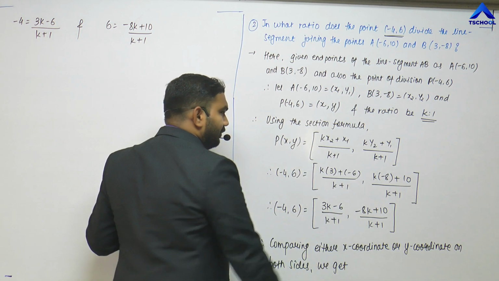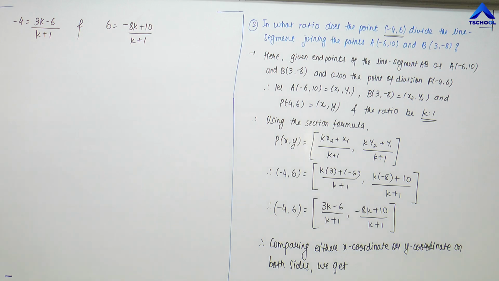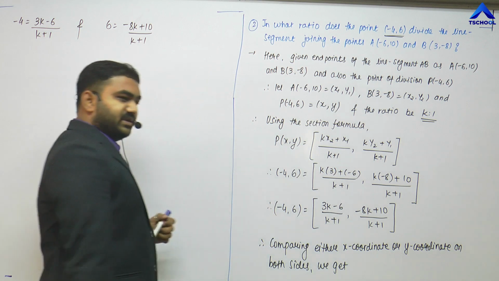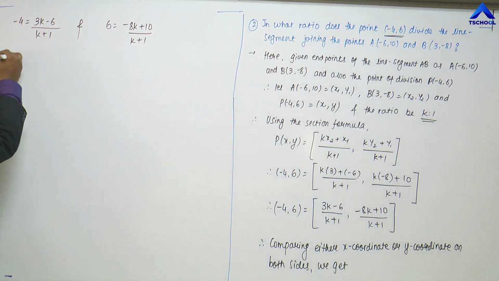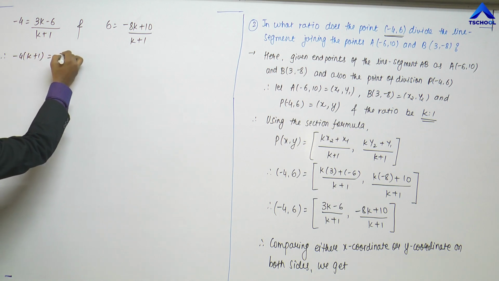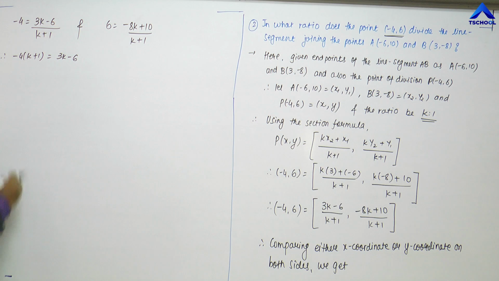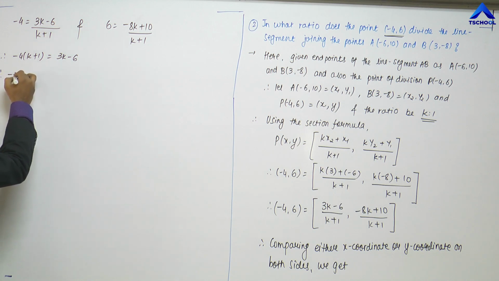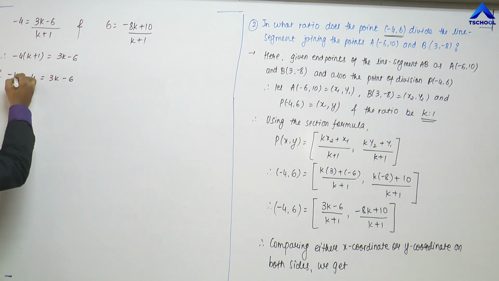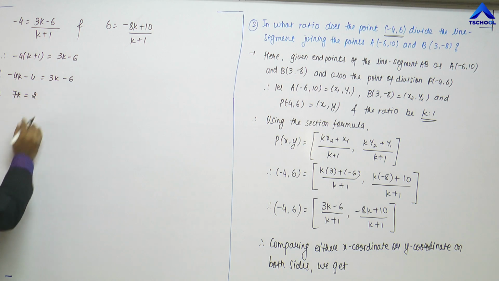Similarly, comparing the y coordinates, we get this. So you need to compare only one. I have written both here, but you will write only one. That means comparing the x coordinate on both sides, we get this, right? Therefore -4 into (k + 1) is equal to 3k - 6. Therefore -4k - 4 is equal to 3k - 6, and hence we get 7k equals 2, right?